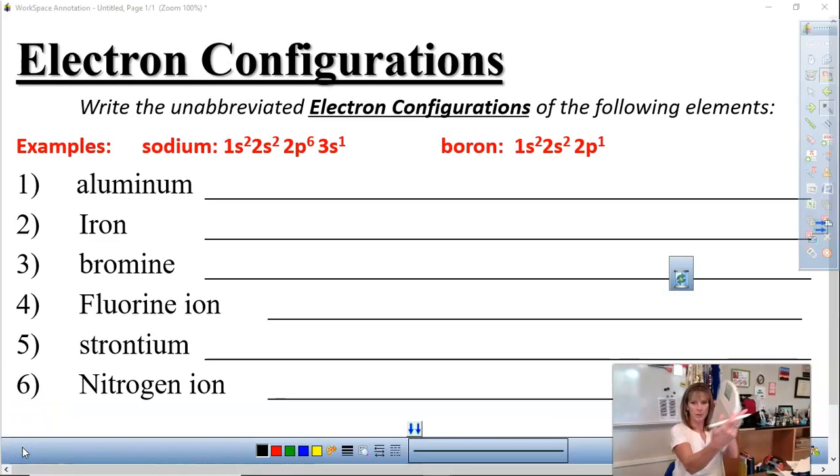Okay, got my little board here. We're going to see if we can do this. All right, so aluminum. Here's my aluminum. Find it on your periodic table. All right, aluminum. Find it on your periodic table. There's aluminum.